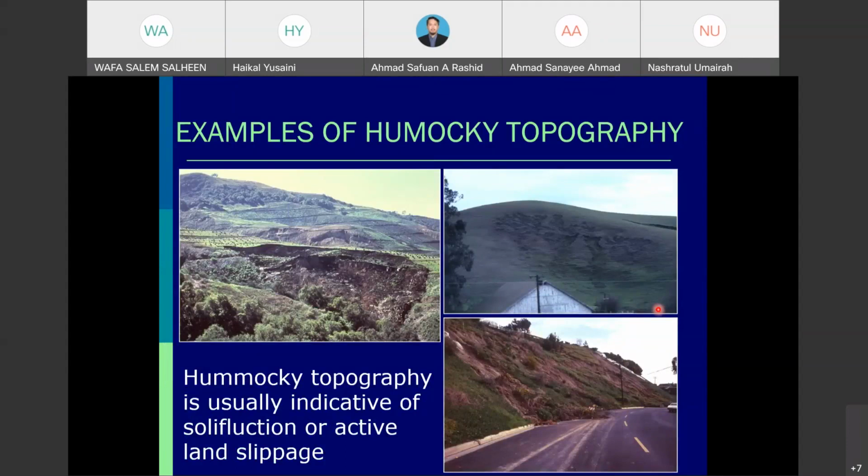Because this is more related to geological engineering, I'm not very familiar with this hummocky type of material. So actually it's a sandstone type of material.